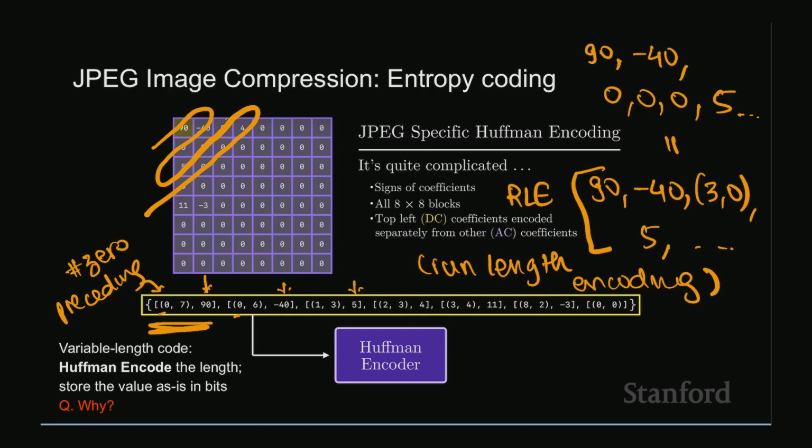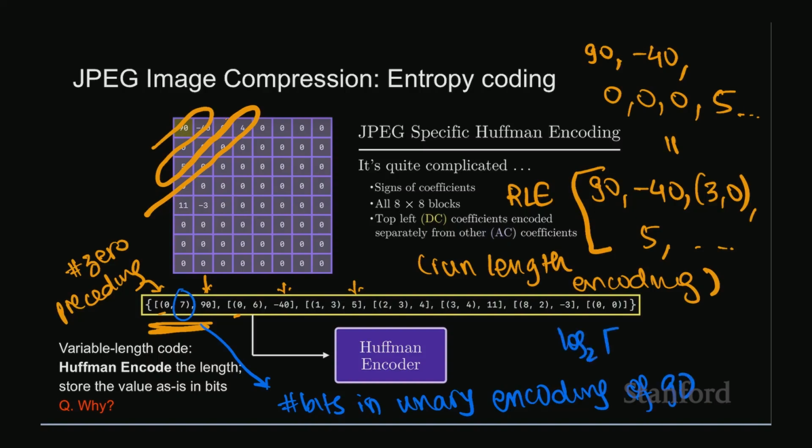So the second number here is basically the number of bits in unary encoding of 90. So that's just saying log 2 of whatever your third number in the triplet is, right? And so the idea of doing this really is that, recall the Huffman code, go back to the question, homework 1, right?